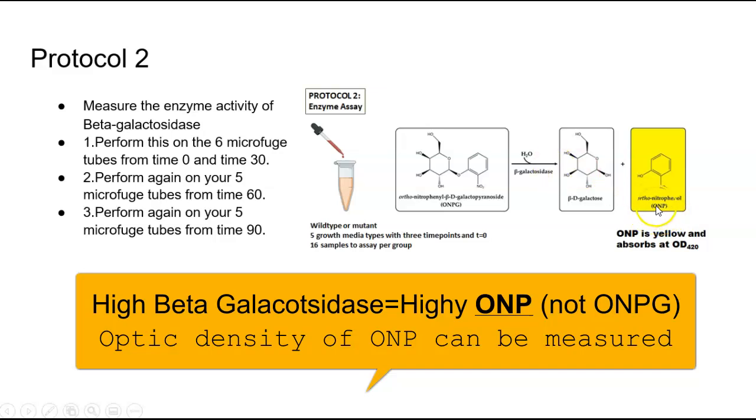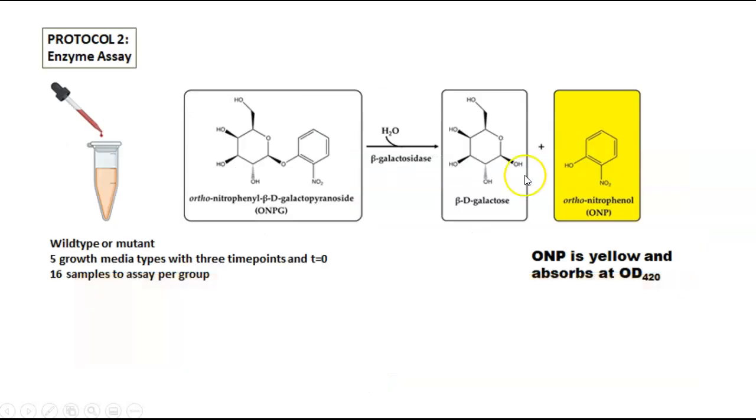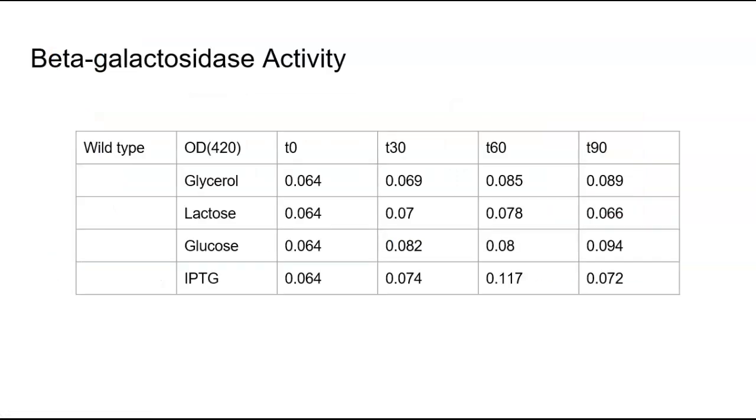So high ONP, high beta-galactosidase. Low ONP, low beta-galactosidase. So here are the results for the wild type under these 4 different conditions over here. And here it is for the mutant. And you could compare these two, wild type and mutant, to determine what the mutation could have been.